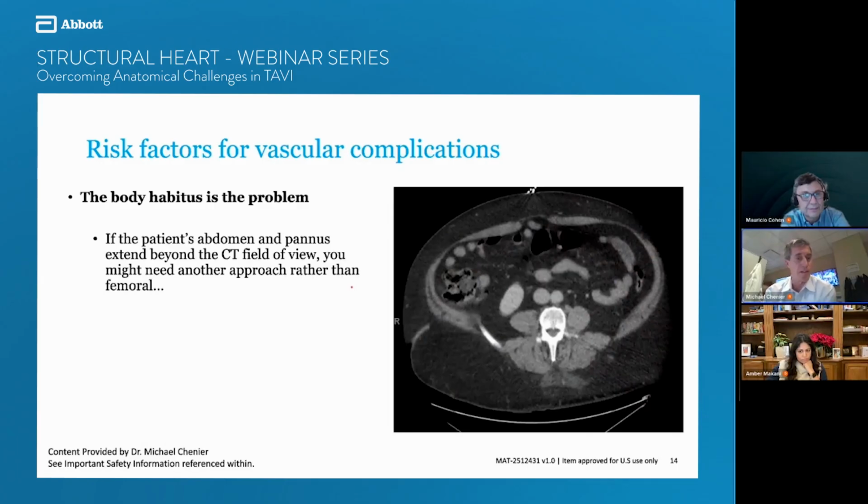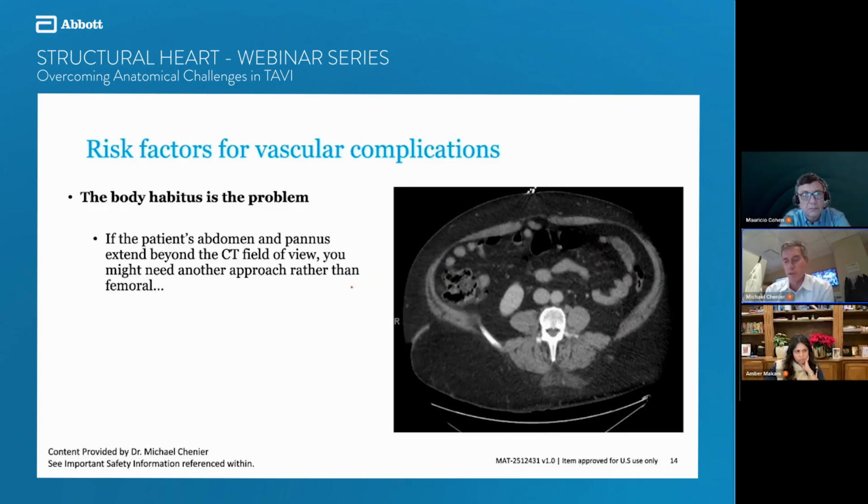And then my fourth thing that I always think about is obesity. If your patient's abdomen or their pannus is extending beyond their CT field of view, how are you going to plan to address that? Those are all really difficult, challenging cases that we'll all see at our centers, and those three are patients that we ended up treating, and I'm happy to talk about those, particularly in the next few minutes.